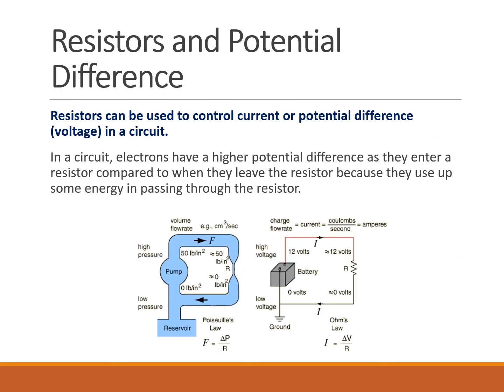Okay, so resistors have a very obvious effect on the other measurements of a current. They can be used to control a current as well as potential difference. So in a circuit, electrons have a higher potential difference or higher voltage when they enter a resistor compared to when they leave the resistor. This is because as they go through the resistor, they use some of the energy to pass through it.